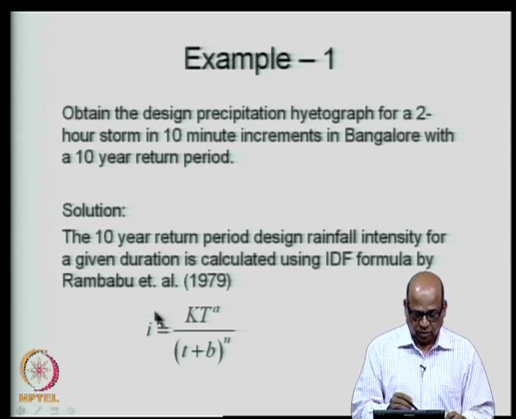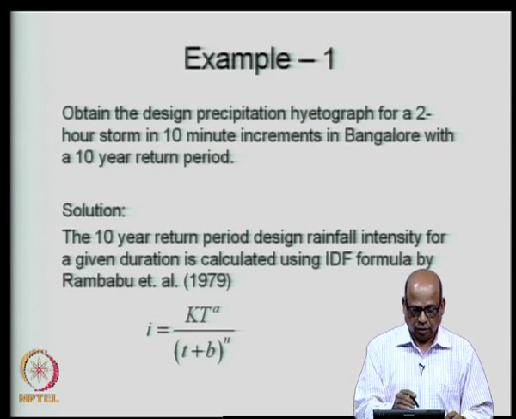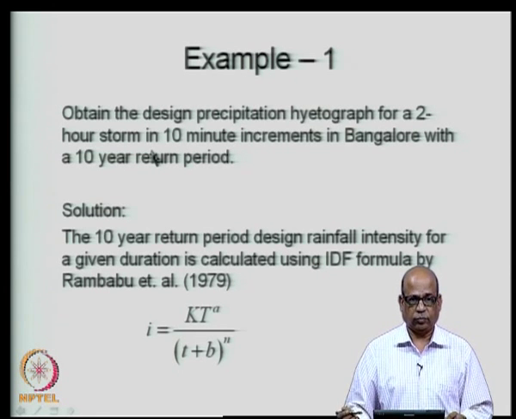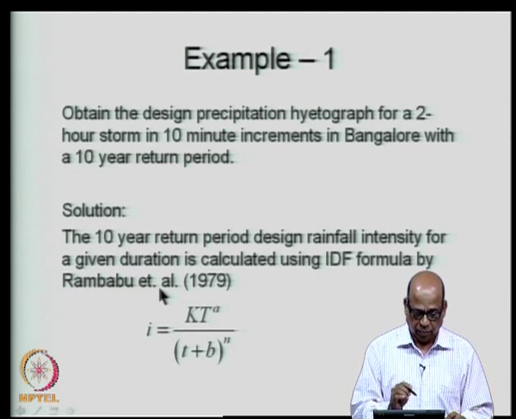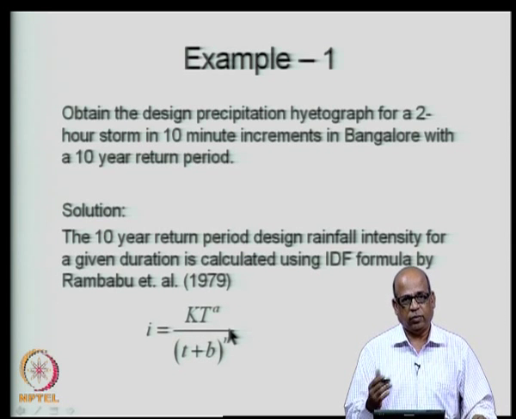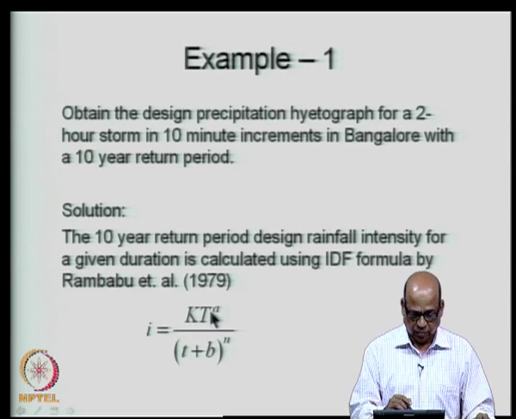Now, we will just use the empirical formula. You can also pick this up from the IDF relationship that we derived in the previous lecture, corresponding to a 10-year return period and a 2-hour duration. You can go to the IDF relationship and pick up the intensity. However, we will use this empirical relationship here, I is equal to k t to the power a divided by t plus b to the power n, as I discussed in the previous lecture. And for Bangalore city, they have given these constants.